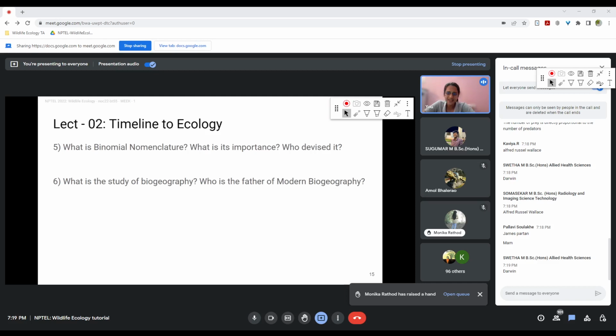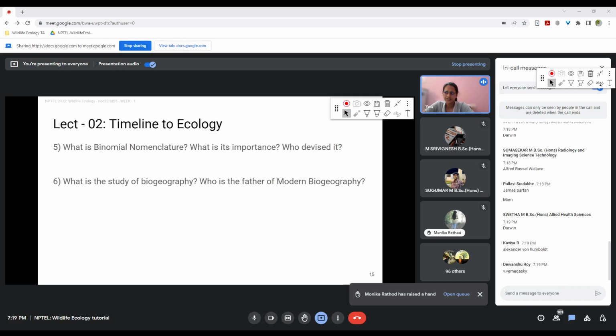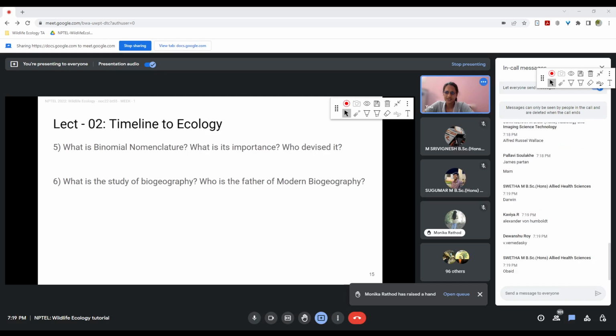Oops, I think this is right. Yeah, I see a Humboldt. Any more guesses? Vernadsky. I think just stick to the lecture, and the tutorial is from all the scientists that have been covered in the lecture.